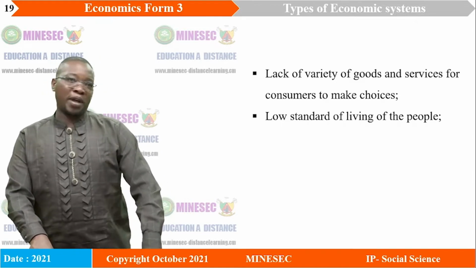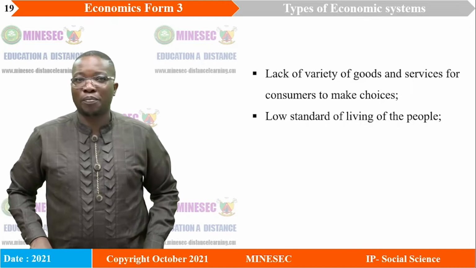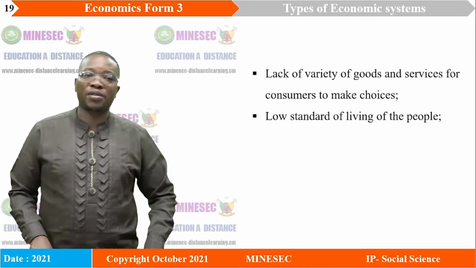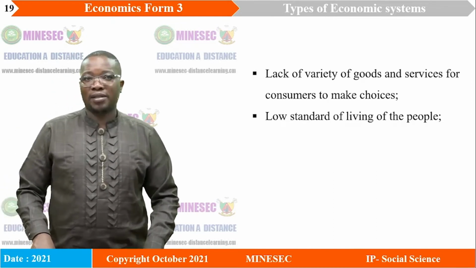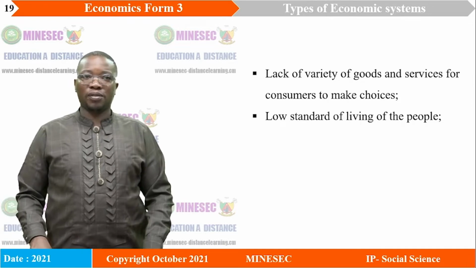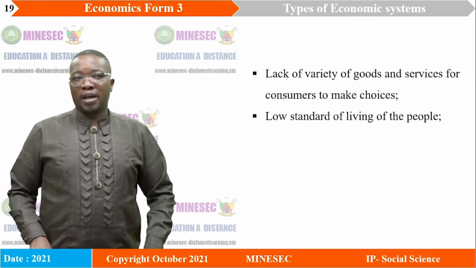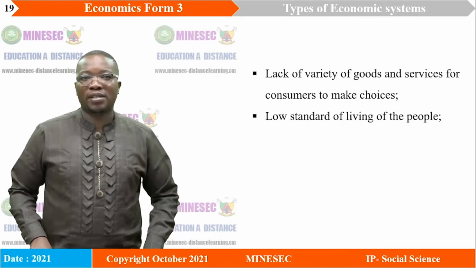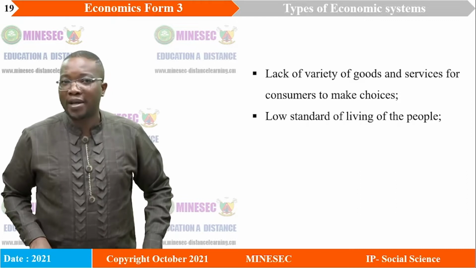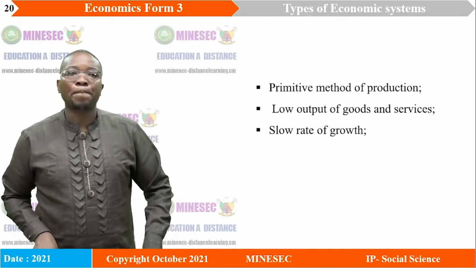There is not enough variety of goods and services for consumers to choose between, since production in this type of economic system is limited, and they mainly produce for family consumption. As a result, you will observe a lower standard of living among the people here, since they don't have enough variety of goods and services to choose between.